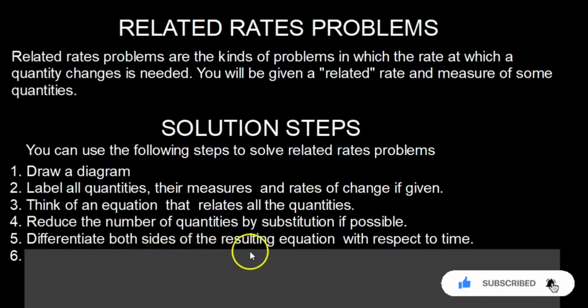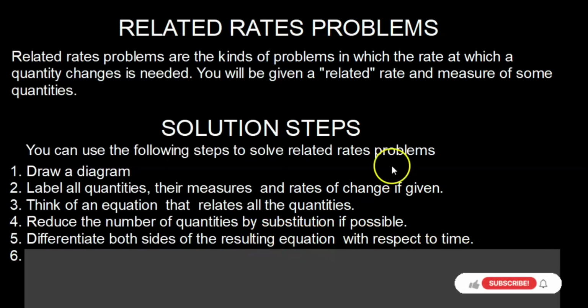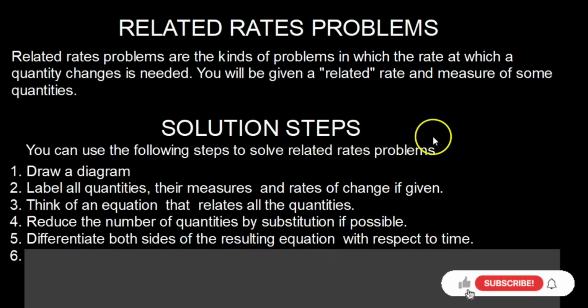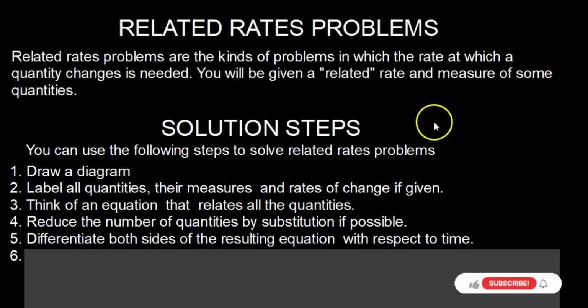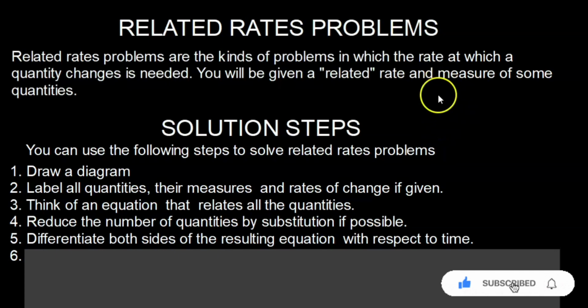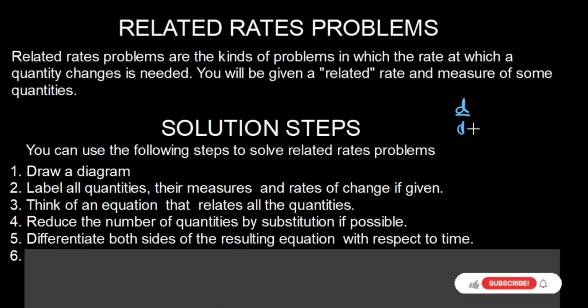Then you differentiate both sides of the resulting equation with respect to time. This is where the rate comes in. If you want to know the rate at which a certain thing changes, we use the derivative. The derivative is the instantaneous rate of change. That's the rate at which a quantity changes at an instant, at a particular time, when something is at a particular level. So you want to know the rate at which the other quantity is changing at that moment. That is why we use the derivative. This is just an application of differential calculus.